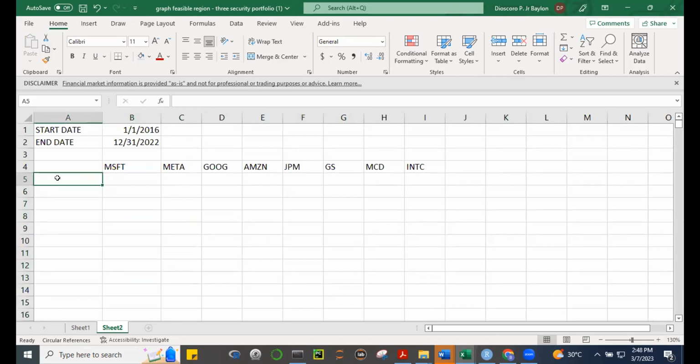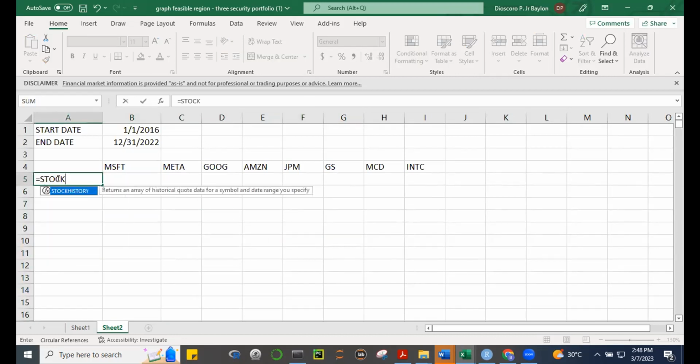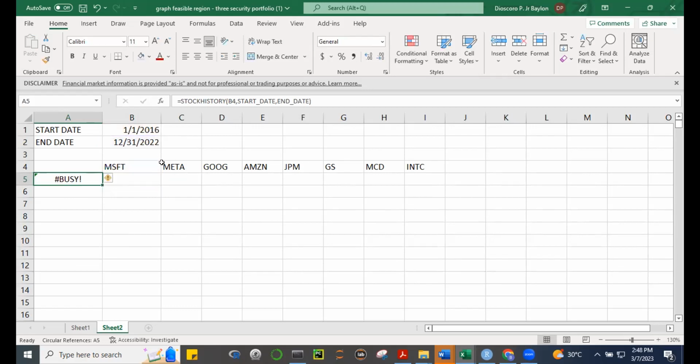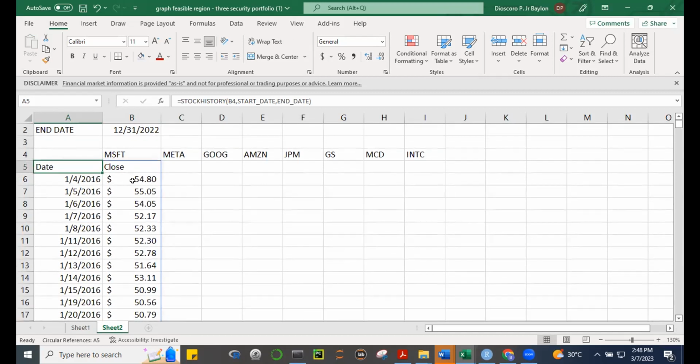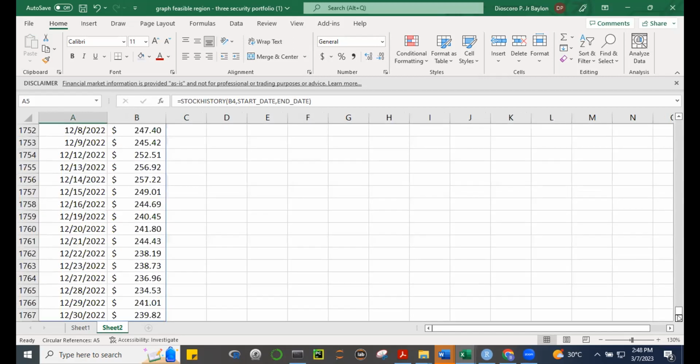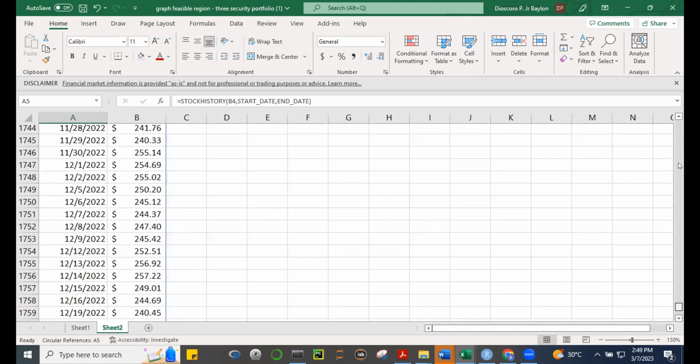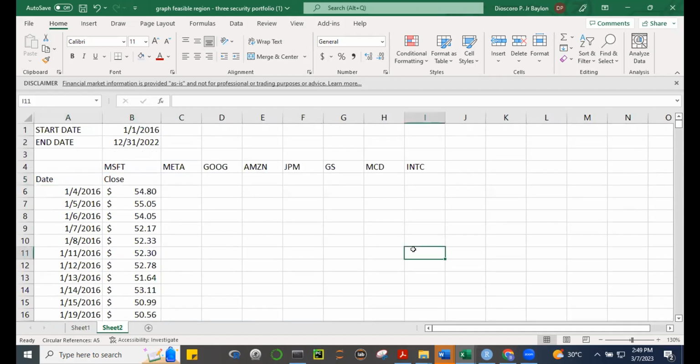Okay. We write here the formula is equal to stock history, and then Microsoft, comma, start date, comma, end date. Okay. Control enter. All right. Diba? Na-download siya. So this is daily prices from January 4, 2016 up to December 30, 2020. Okay, you got it, class? Kindly chat, please, if you got it.